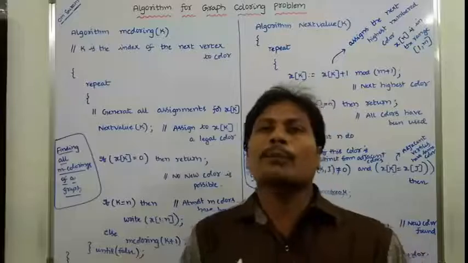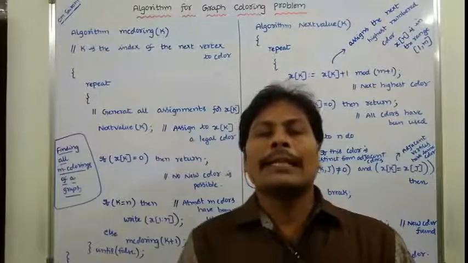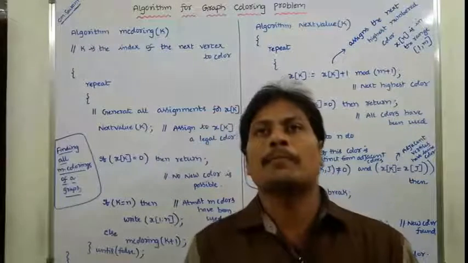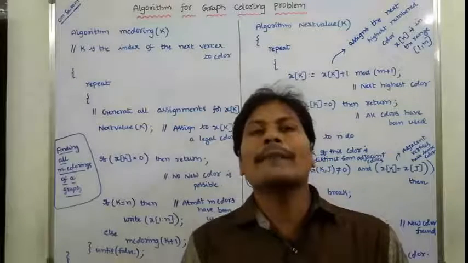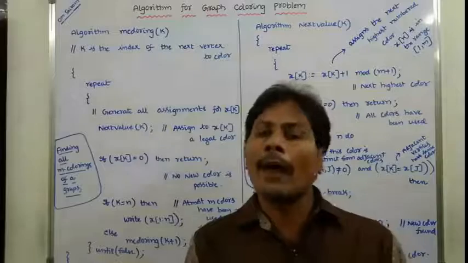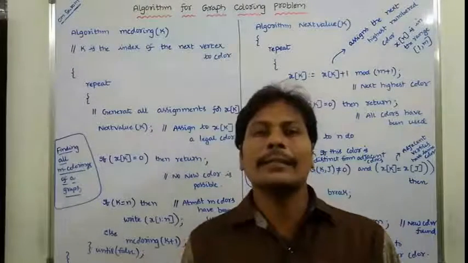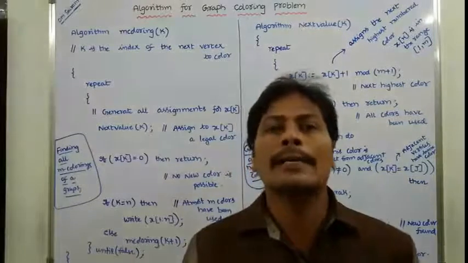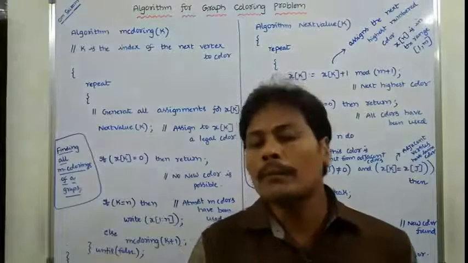In the graph coloring problem, we take a graph. That graph has n number of vertices. We have to use m number of colors to color all the vertices of the given graph, with the constraint that no two adjacent vertices have the same color. This is the graph coloring problem.